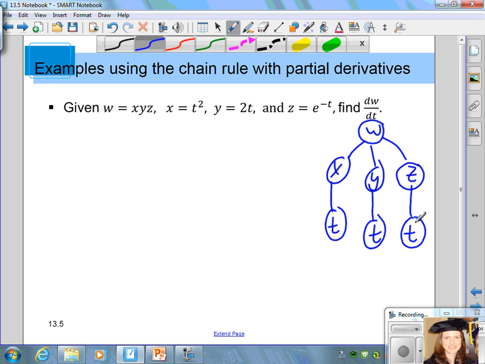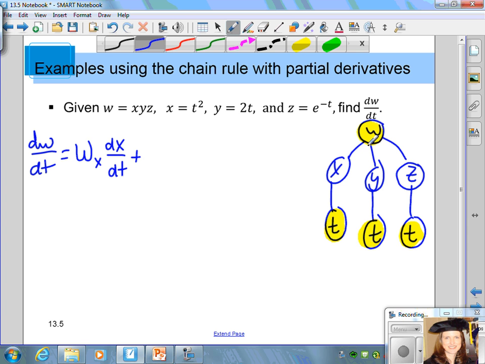So to find the derivative of this top variable w with respect to that bottom variable t, you're going to go along the branches and multiply those derivatives. So our derivative of w with respect to t is equal to the partial derivative of w with respect to x. Now you can use the partial derivative symbols here. However, I like to use this notation w with a subscript x. That means the partial derivative of w with respect to x times the derivative of x with respect to t. That's our dx dt.